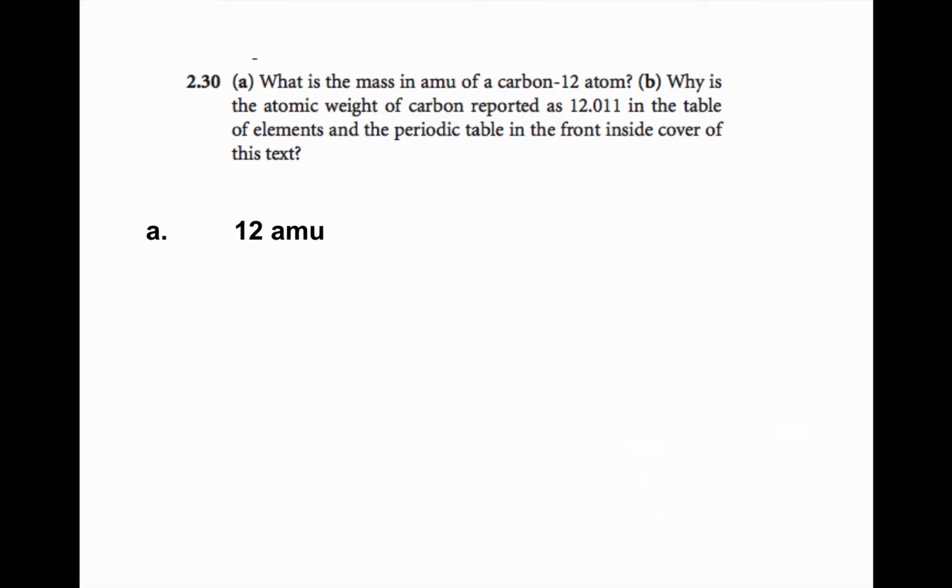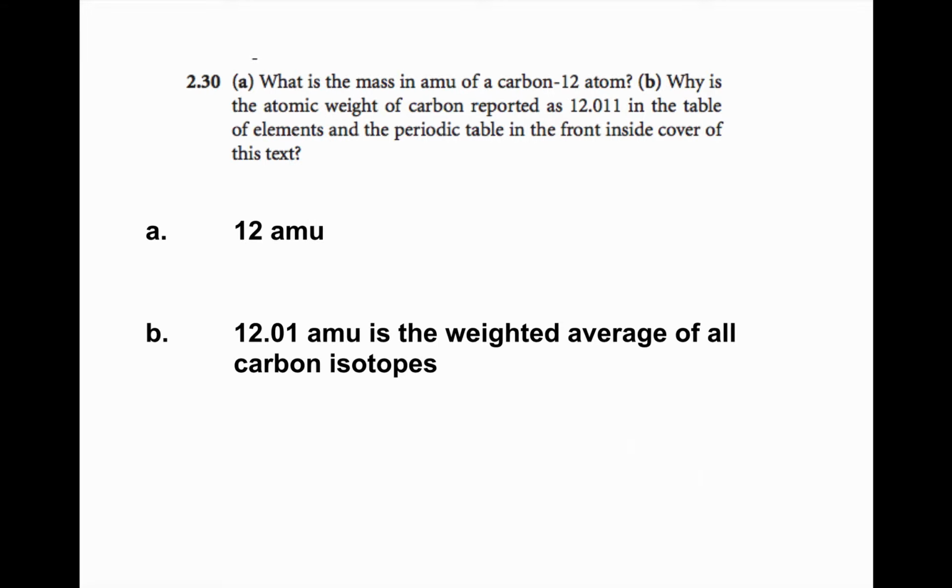So why is the atomic weight of carbon reported as 12.011? The reason is that not all carbon is carbon-12. Some of it's carbon-13. So what that 12.011 AMUs represents is a weighted average. 90-something percent of your sample is going to be carbon-12, so the weighted average is going to be weighted towards carbon-12, but some of the isotopes are carbon-13. So it's not going to weigh exactly 12. It's going to weigh a little more.